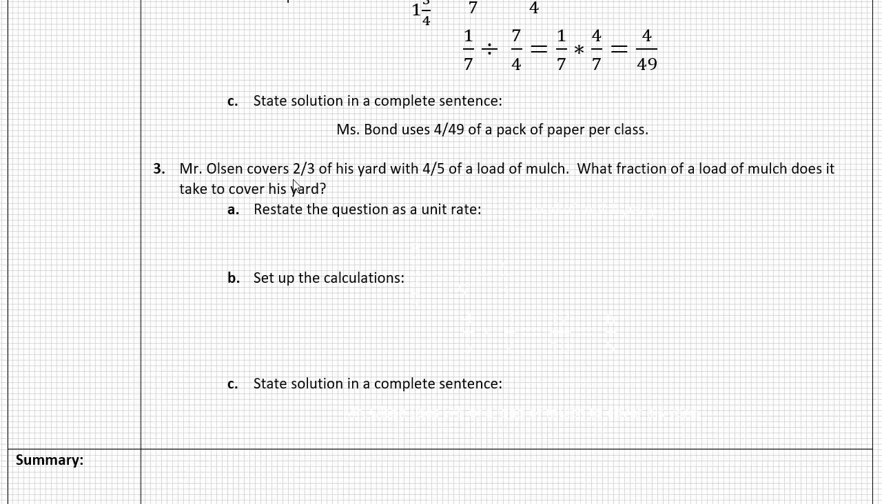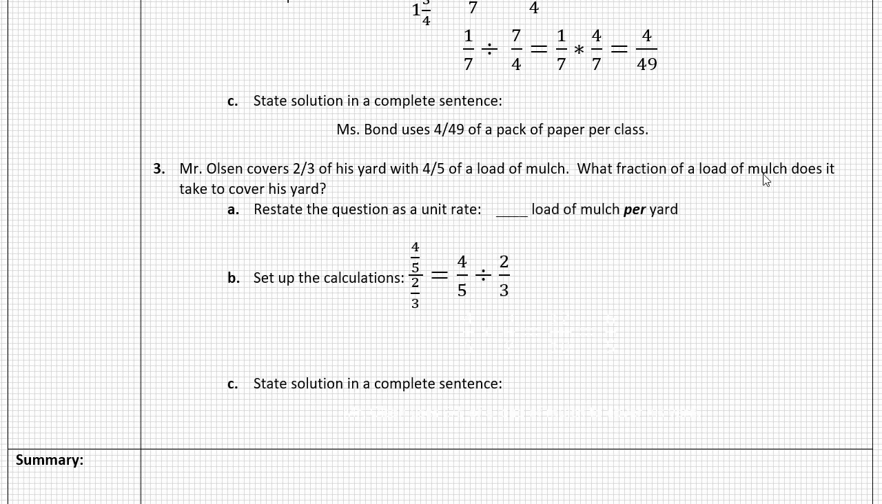For number 3, Mr. Olson covers 2/3 of his yard with 4/5 of a load of mulch. Mulch is like bark that we cover yards with to kill the grass or to put around flower beds. So he's covering 2/3 of his yard with 4/5 of a load of mulch. And they're asking us what fraction of a load of mulch does it take to cover his yard, meaning his whole yard. So go ahead and pause the video, work your way through these 3 steps, and then check back when you're ready to compare your work with mine.